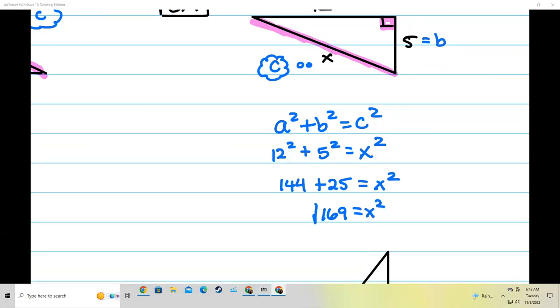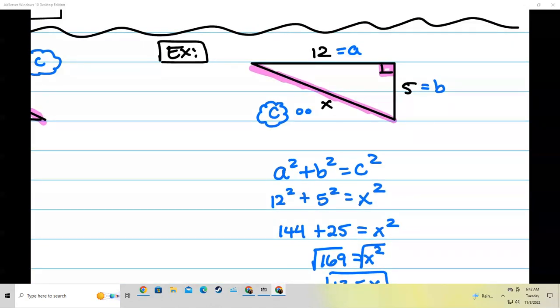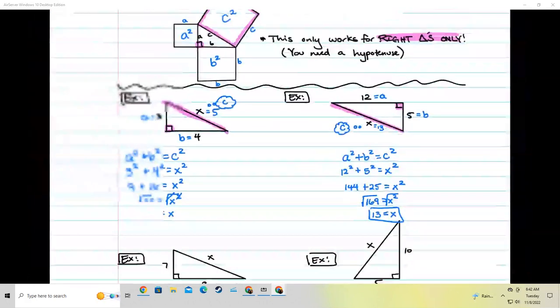We're going to square root both sides. Normally when you square root, you need to put in a plus or minus. But again, today we're just going to focus on the positive answers. The square root of 169 is 13. And so therefore, this side must be 13 on this right triangle.